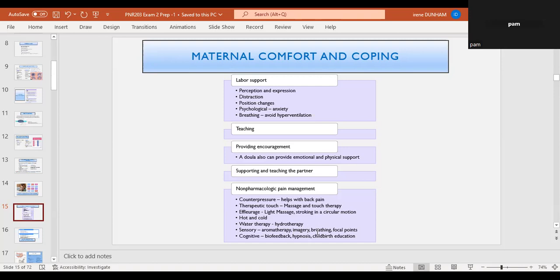And breathing techniques I talked about, and of course focal points. I always ask them to look or stare at a wall. You can see a little spot on the wall, and that can be your focal point. When you're doing the breathing, if they need to look at something, they can have a focal point. Sometimes they use their husband as a focal point. And then cognitive, you have your childbirth education classes, and then you have hypnosis. Okay. All right, so those are different non-pharmacological pain management methods.